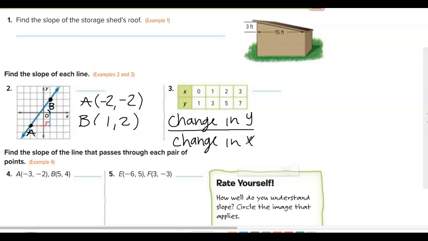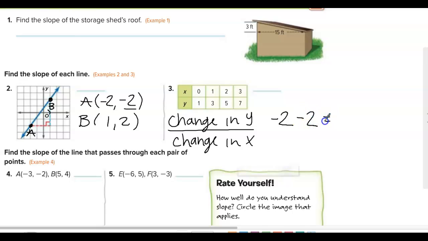So if I wanted to figure out the change in y, what do you think I'm going to do? Subtract them, right? Okay, so if I subtract them, let's say we start with our A. What's my y in A? It's -2, right? Because this is the y. So I'm going to subtract them to figure out the change. So -2, what's the other y? 2.